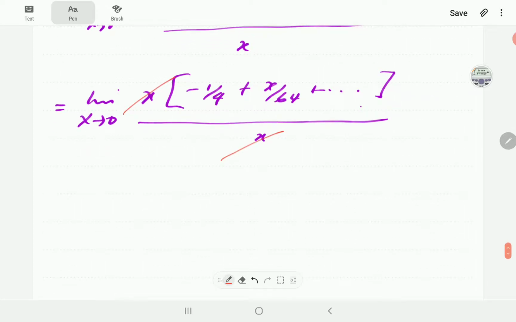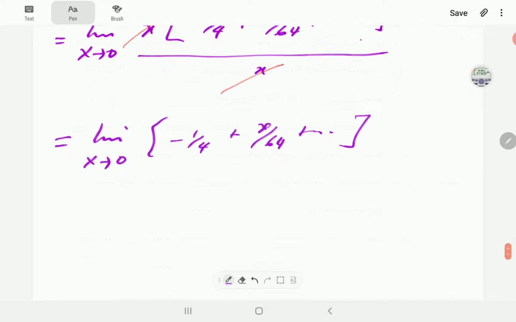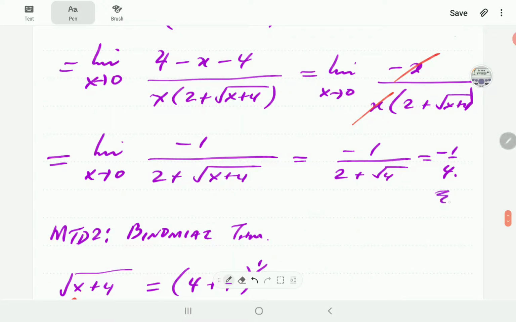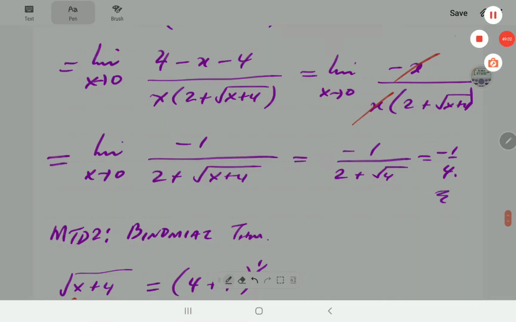So we cancel out. After cancelling out, then we can do direct substitution. So it is now going to be negative 1 over 4 plus x over 64, etc. So if we plug in x equals 0, then all these terms are going to vanish because they're all going to involve 0. And so you can see we now have the same solution that we obtained earlier.